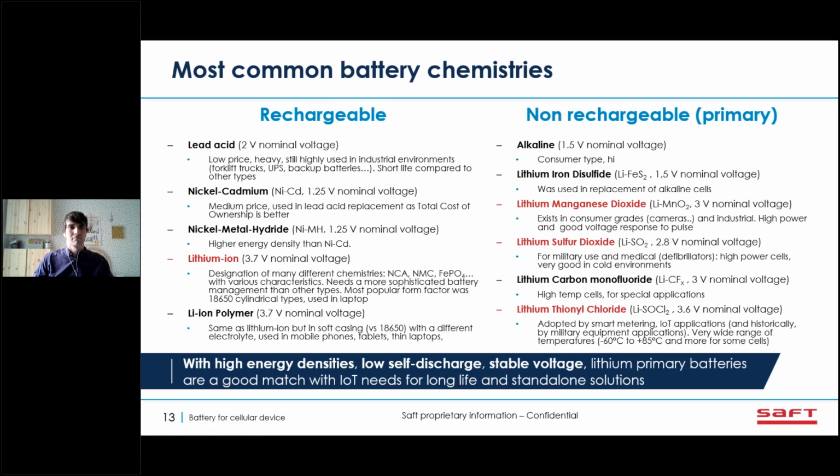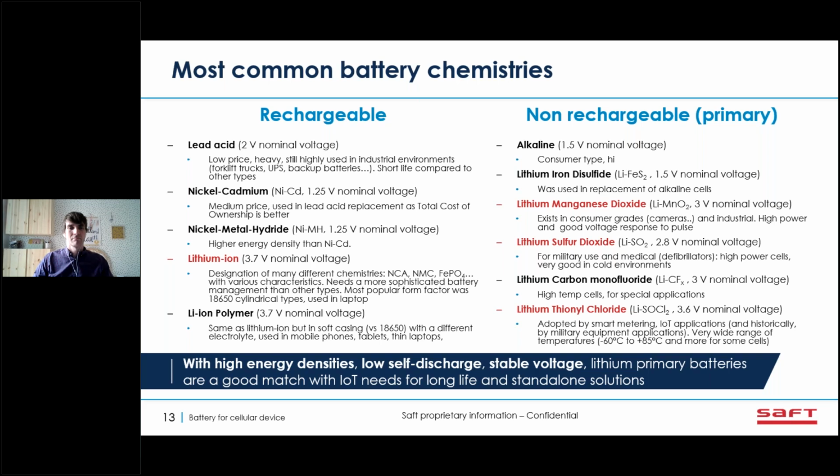Since the Volta battery in 1801, so more than 200 years ago, there are many different kinds of chemistries which have been developed for batteries. Lithium systems started in the 70s and are today the most popular ones for all electronics powering.